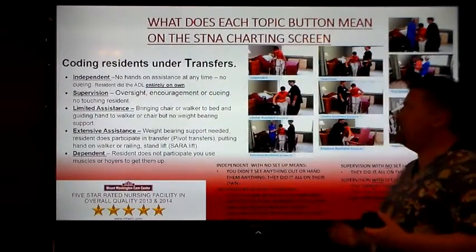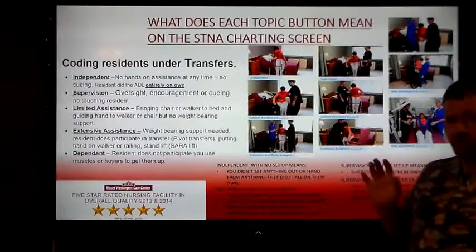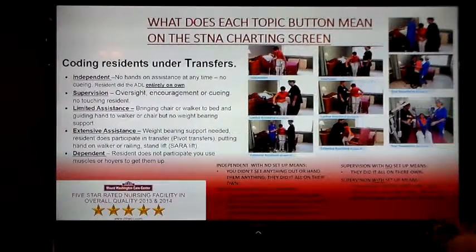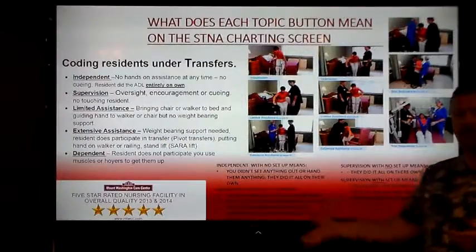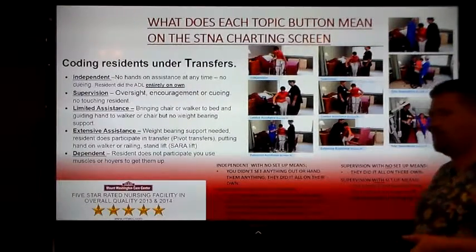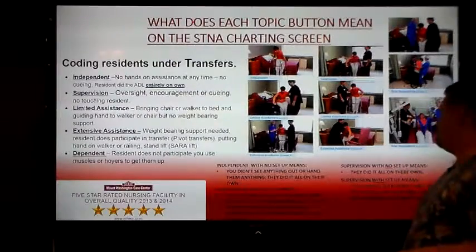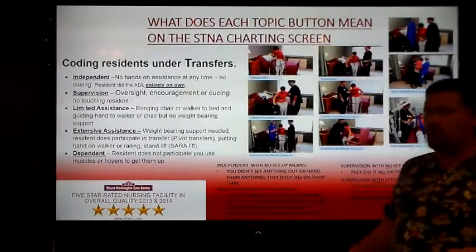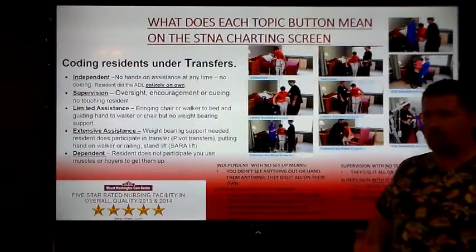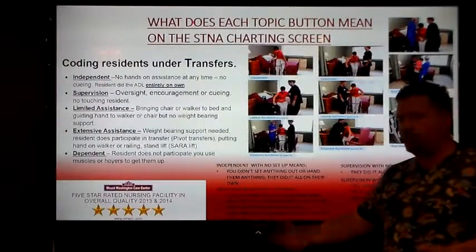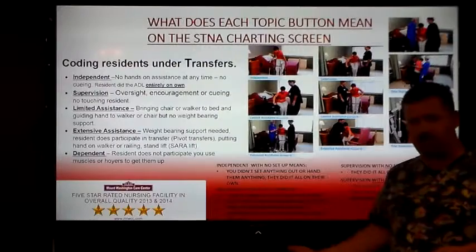Supervision means oversight, encouragement, or cueing. No touching of the resident. Here again with supervision, with setup, if you pull the walker or wheelchair to the resident and then they do it as you remind them, that is with setup. Without setup, you tell the resident it is time to transfer or get up, and they pull the walker or wheelchair to themselves and they do it.